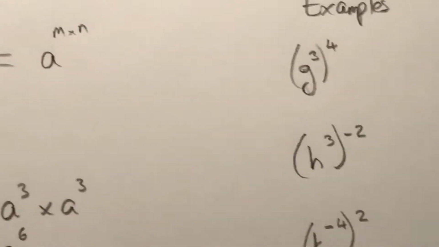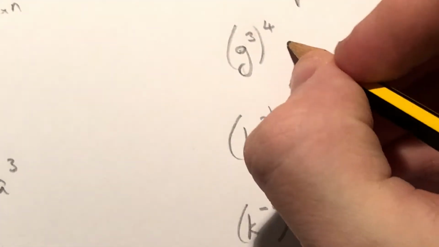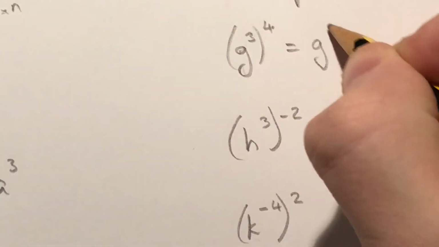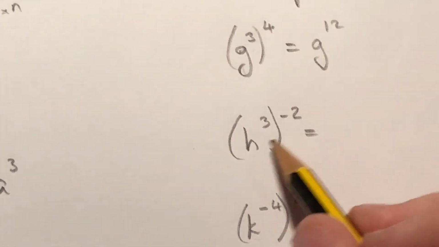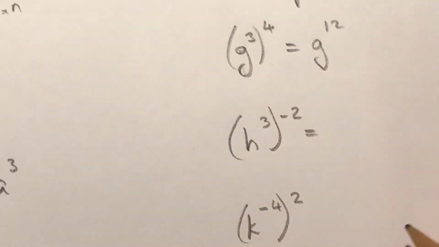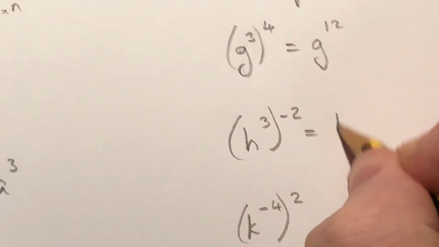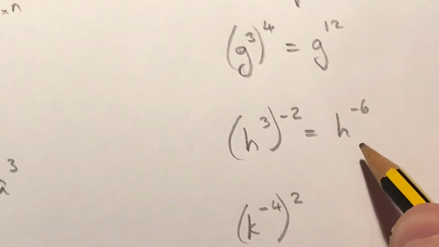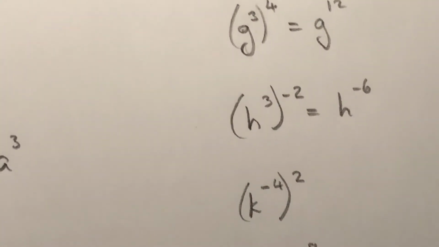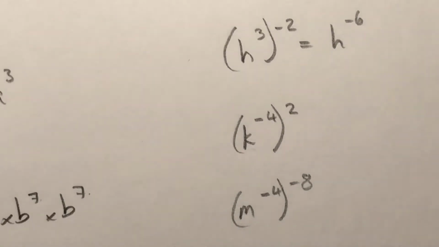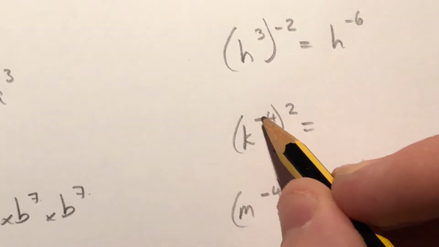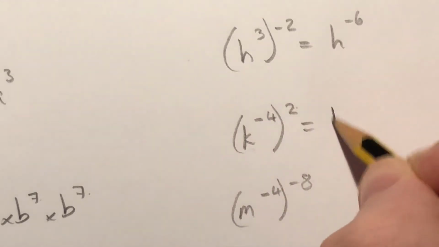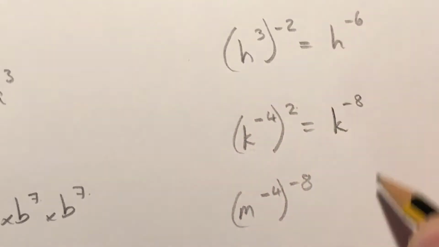And as usual, I've got some examples for you. The first one then, we've got g cubed to the power of 4, just 3 times 4, g to the power of 12. We've got h cubed to the negative 2, 3 times negative 2 is negative 6. Now, we will be looking at negative indices very, very shortly, so hold on to that idea for now. This one here, we've got k to the power of negative 4, all squared, minus 4 times 2 is negative 8, so k to the power of negative 8.